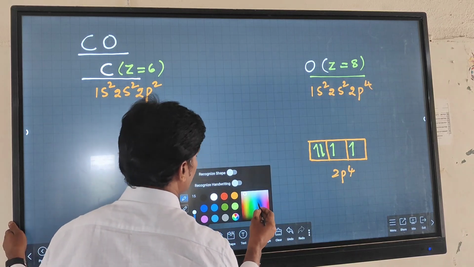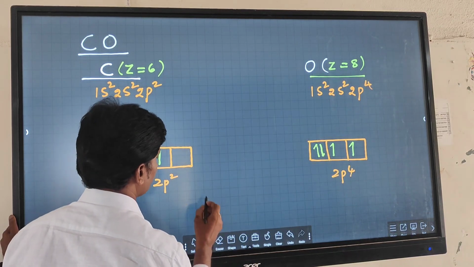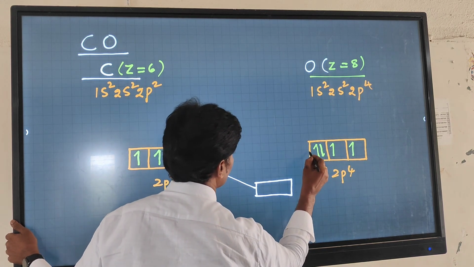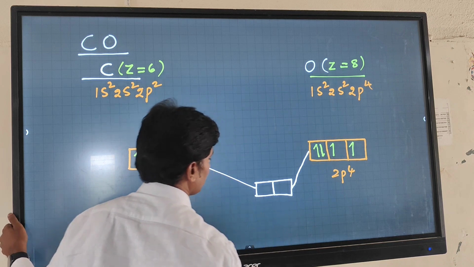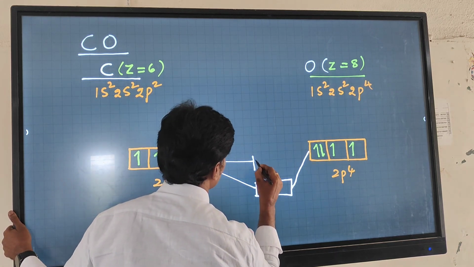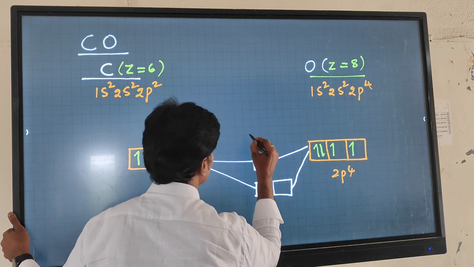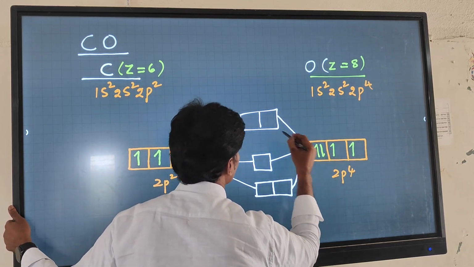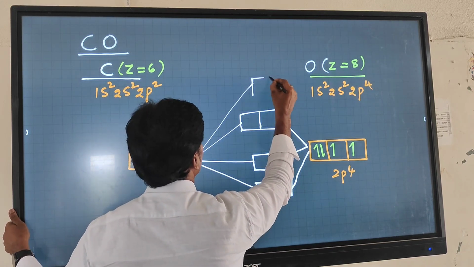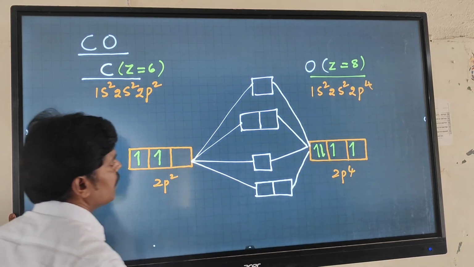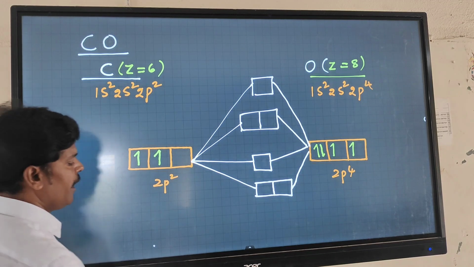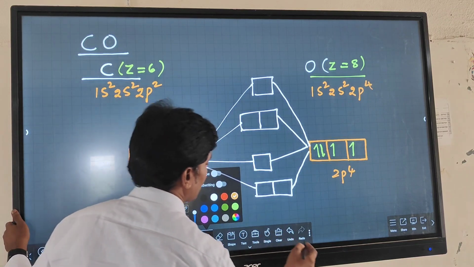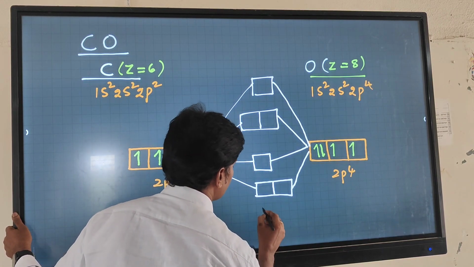Now I want to show you the molecular orbitals. This is the first molecular orbital. Then 2 molecular orbitals, and this is 1 molecular orbital, and again 2 molecular orbitals with the same energy, and finally 1 molecular orbital. These are the molecular orbitals. The names of molecular orbitals are very important. Let me write the names of these molecular orbitals.